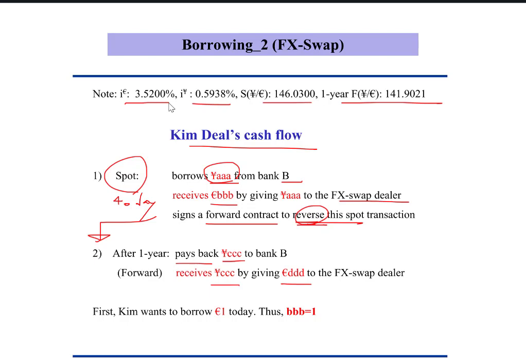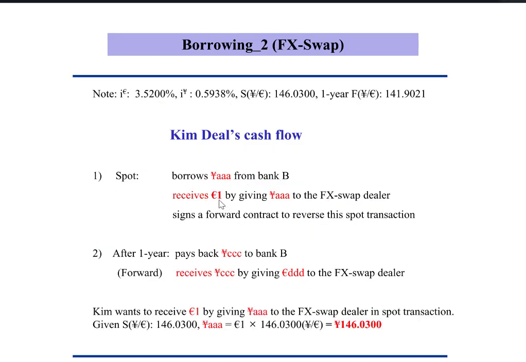Now, let's figure out what AAA, BBB, CCC, and DDD are, and think about the meaning of the whole transaction. First, Kim Dil wants to borrow 1 euro today. So this is the second way of borrowing euro. That means BBB should be equal to 1. You can think Kim Dil is actually borrowing this by using yen as an intermediate currency. Kim Dil borrows yen, gives the yen to the swap dealer, and eventually borrows BBB euro. Kim Dil's initial purpose is to borrow 1 euro, so BBB should be equal to 1. I'm going to write down 1 here instead of BBB.